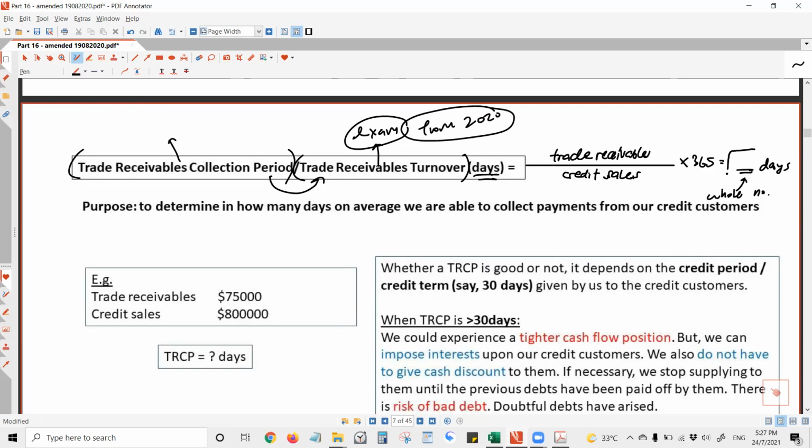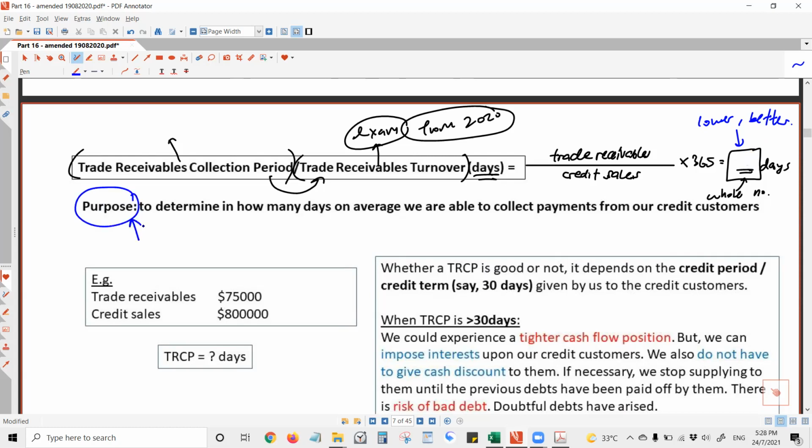For this figure, number of days, the lower it is, the better. The lower it is, the better. When it is low, it indicates that we have taken a short period of time to collect from our customers. It's good. When it is a long period of time, maybe 60, maybe if you get a number like 100 days, is it good? No. It means that on average, you have taken 100 days to collect payment from your customers. It's not good. It's too long.